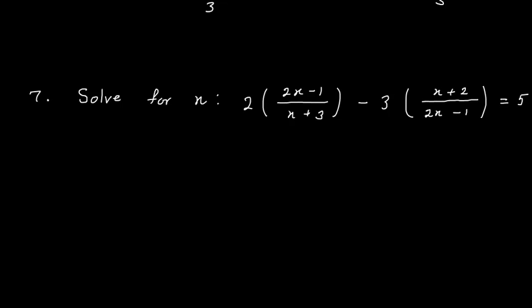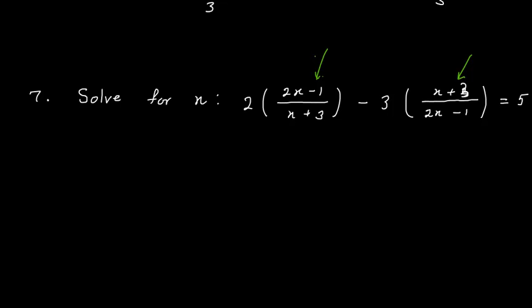Now here if you see this term and this term, what you observe is that they are reciprocals of each other, right? 2x minus 1 upon x plus 3, and here it is x plus 3, it should be x plus 3. Okay, by mistake it is written x plus 2. It is x plus 3 divided by 2x minus 1.